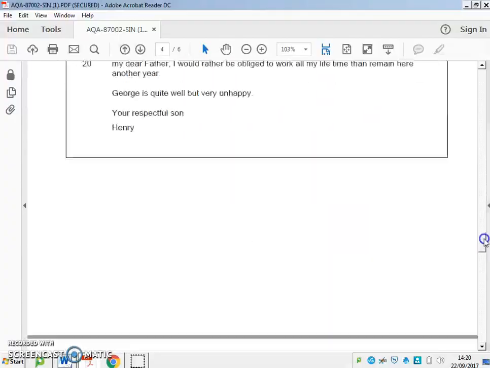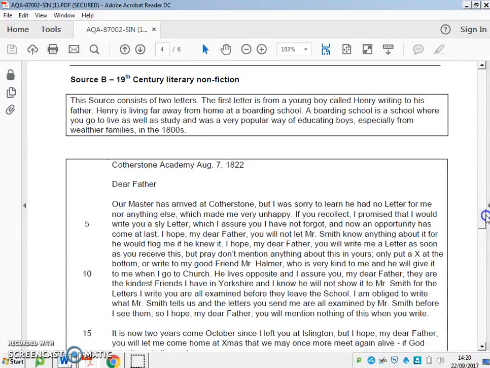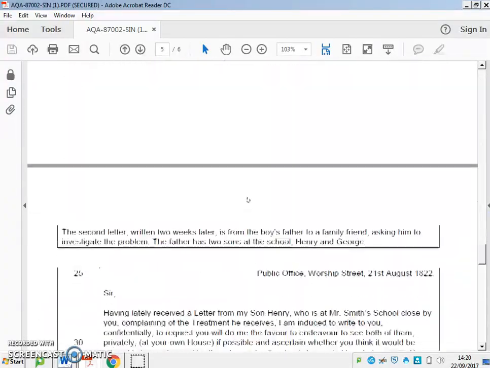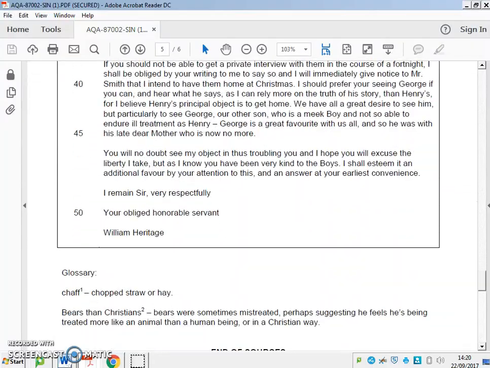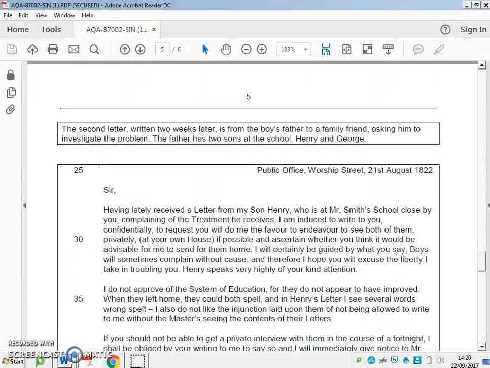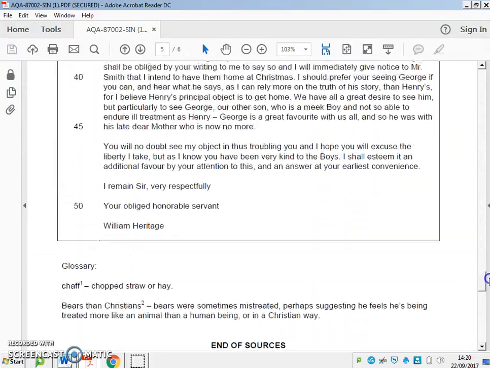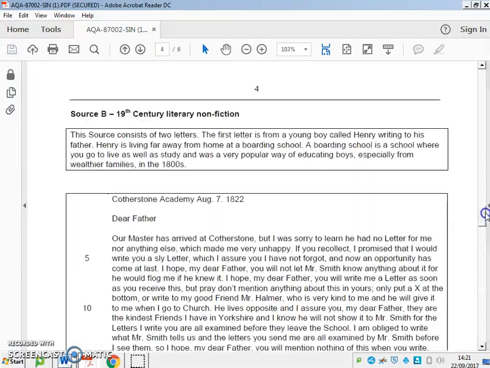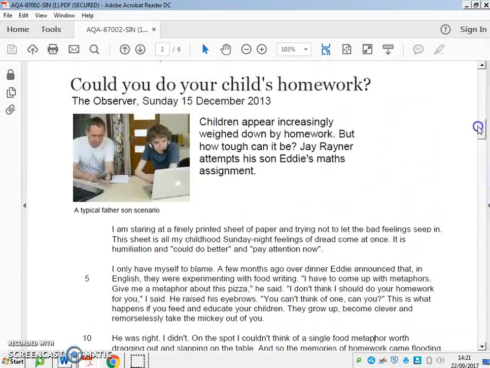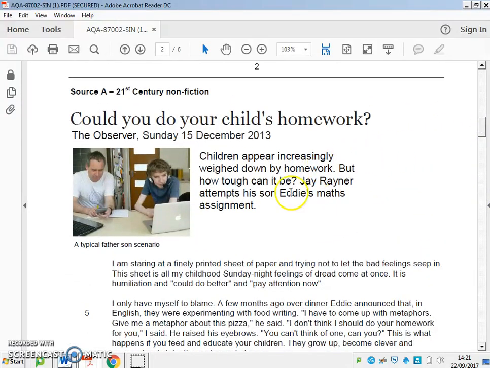Just a word of warning though, this bit here, we're not looking at that. We're looking at the second letter, which is the letter from the dad. So this will inform it, but have a good read and focus in particularly on this bit, the letter from the dad, and from the article with a picture at the top, and then restart the video.